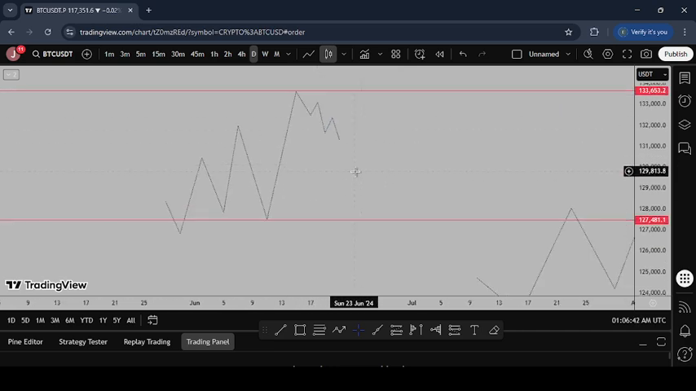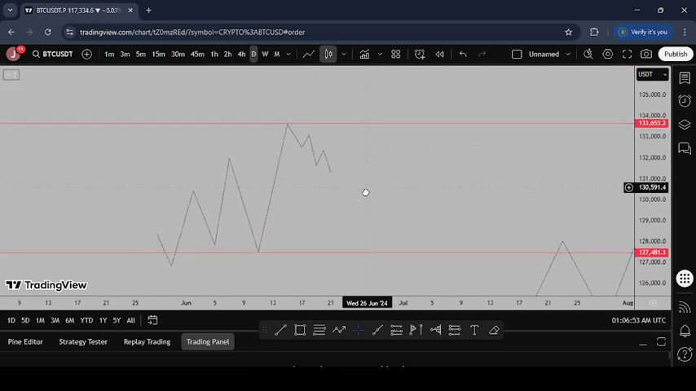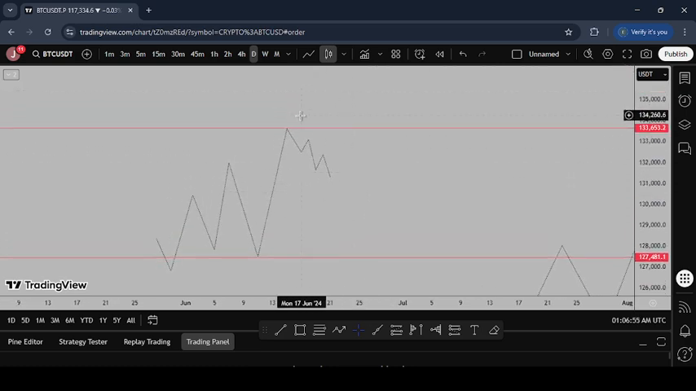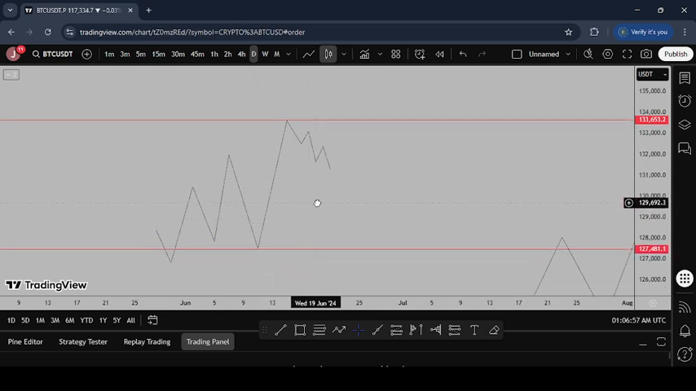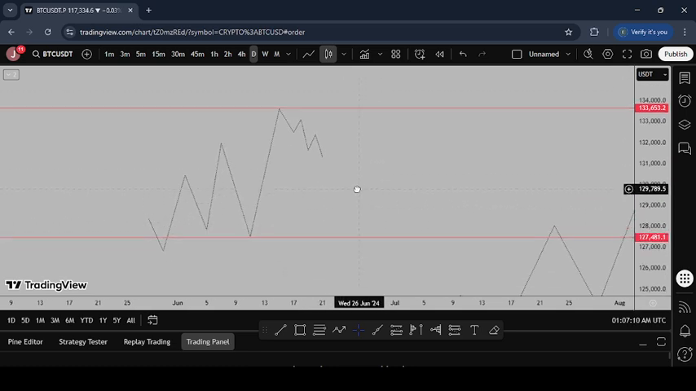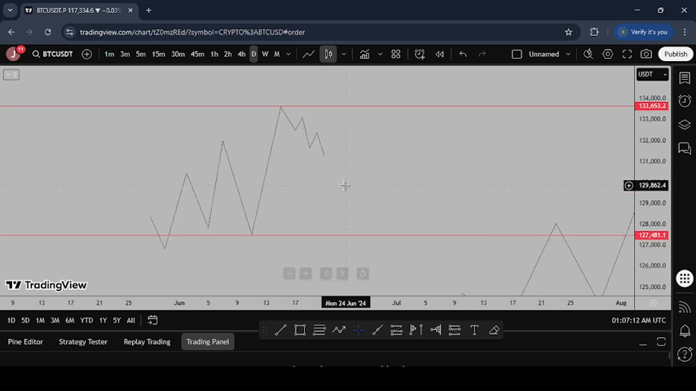Now this is where premium and discount region comes in. We want to buy with the market makers because they want to buy cheap. So if they are to continue this move to the upside, to create another break of structure, they would want to buy at a discount level, because price has pumped from a low to a high. Now if price is coming down, they want to buy again for a continuation, at a discount level. That's where the Fibonacci tool comes in.